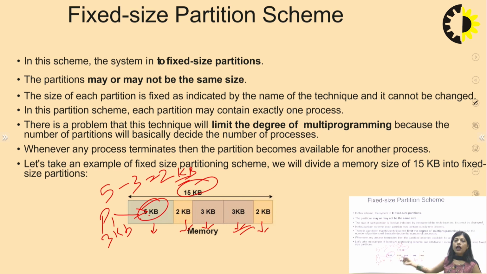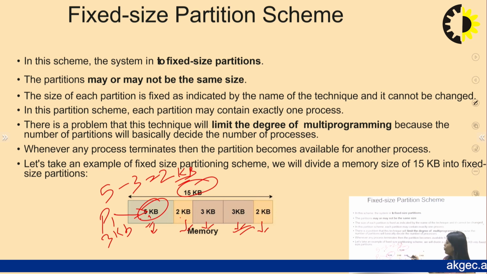The size of each partition is fixed, as indicated by the name of the technique. We do not change the size of the partition because it is a fixed size partition scheme. It is fixed by the system, so the user or the CPU cannot change the partition. In this scheme, each partition may contain exactly one process. For example, P1 is allocated to that memory, and after that we have process P2, P3, P4 and P5.